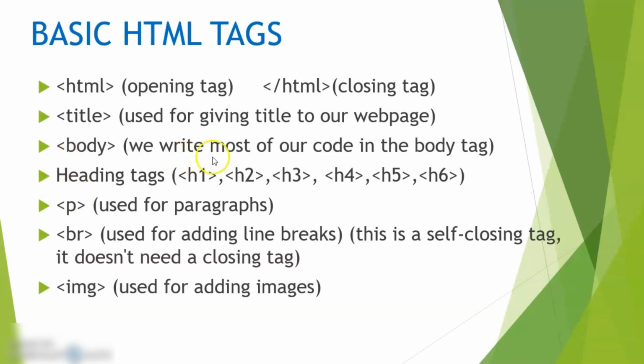Now there are 6 heading tags: H1, H2, H3, H4, H5 and H6. Now all of these have closing tags. Now H1 means the most important heading and it's the biggest heading, and this is like a hierarchy, like the most important heading to the least important heading. Now this will be the biggest heading and this will be the smallest heading. Now let's see that in Visual Studio Code.